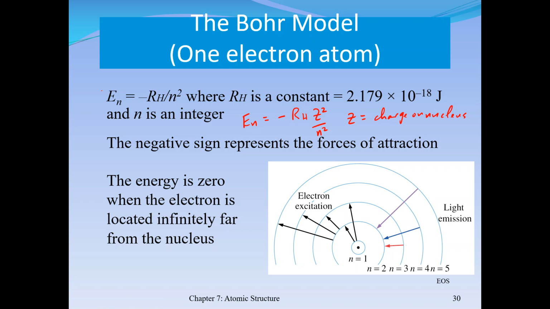Okay. Also, I want to make the point here, which is stated here, that if the electron is located infinitely far away from the nucleus, then the energy would be 0, which makes sense based on this equation right here. If n is equal to infinity, then the energy of the electron would be equal to 0.